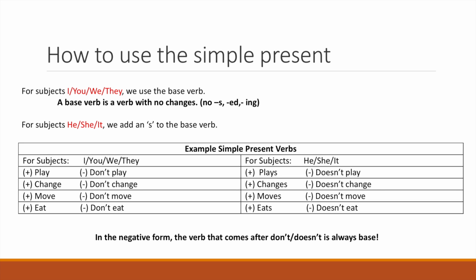Now, if the verb is change and the subject is you, to form a sentence, you would say, you change books every day. However, if the subject is she, you would say, she changes books every day. If the subject is we and the verb is move, you would say, we move around every day. However, if the subject is it and the verb is move, we would say, it moves around every day.